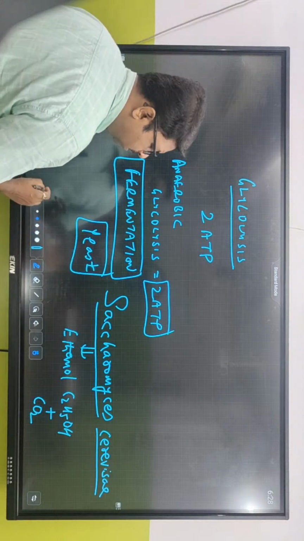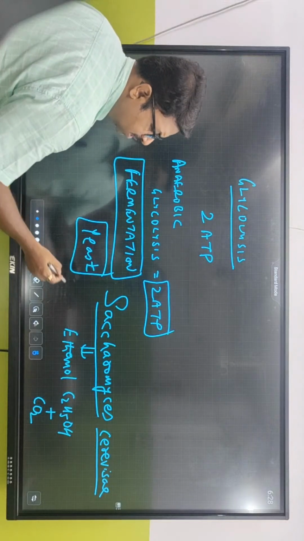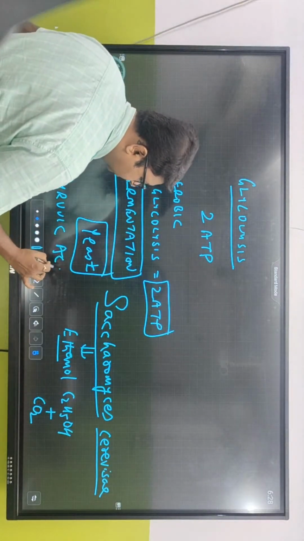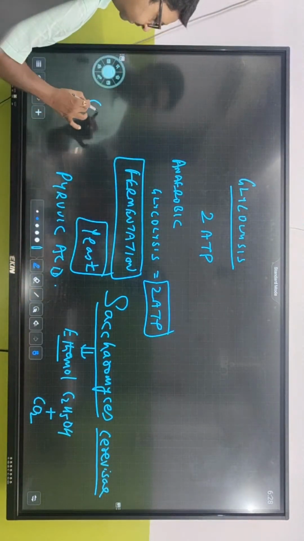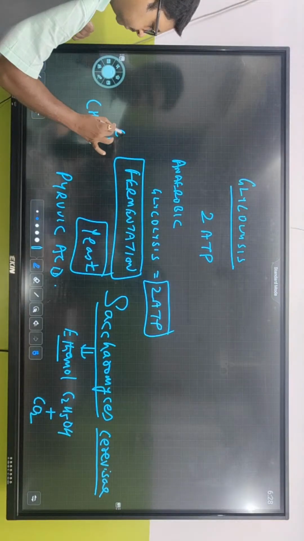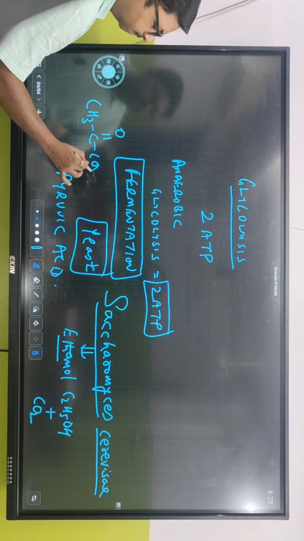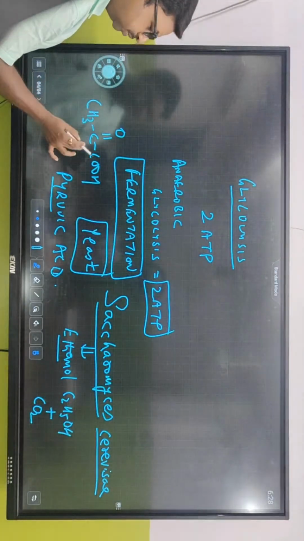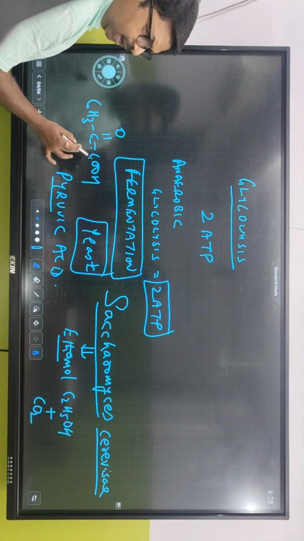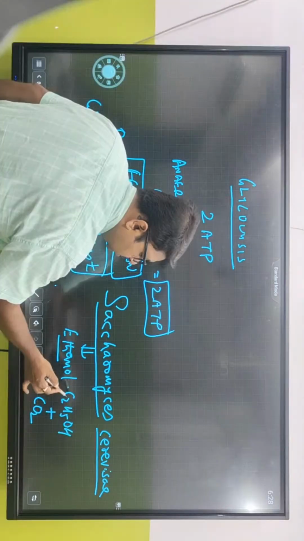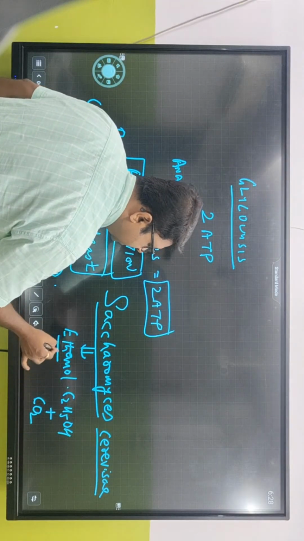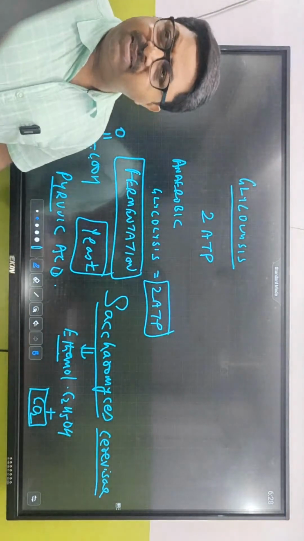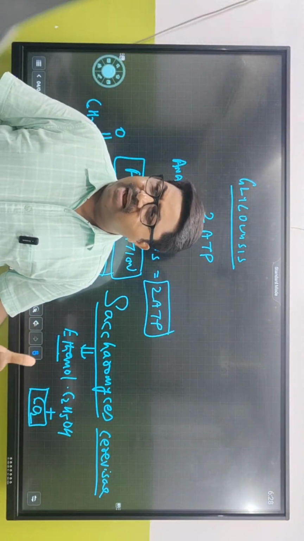Which compound is broken down to form this? Pyruvic acid. So it breaks down pyruvic acid. How many carbon is there in pyruvic acid? This is pyruvic acid. So how many carbon pyruvic acid is having? 1, 2, 3. So 3 carbon. And see C2, 2 carbon here and 1 carbon. So ethanol is produced, and what is evolved? Carbon dioxide.